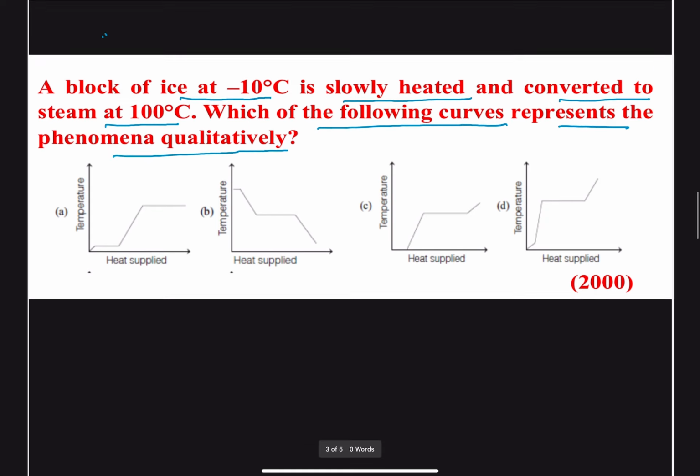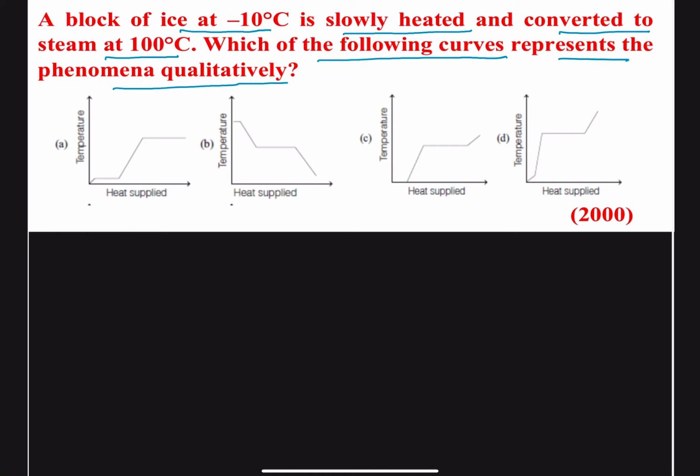So we have these four graphs between the temperature and the heat supplied. These graphs are nothing but the representation of how the transformation of ice takes place into the boiling water, that is at 100 degrees centigrade. But herein the initial temperature of the ice is given as minus 10 degree centigrade. So we start from here only.